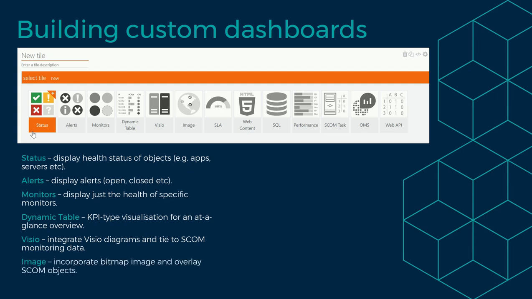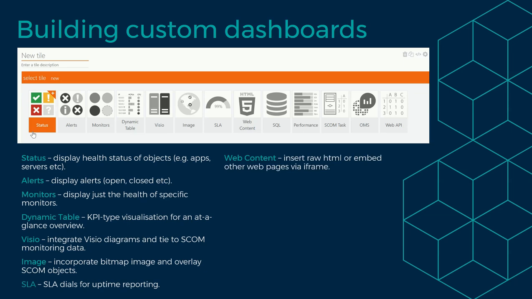Image is nice and straightforward, allows you to import any bitmap image into Squared Up and overlay the health of your SCOM objects on top of that. So the example you see here is a pretty classic one, a world map. And SLAs, again, very straightforward, uptime reporting based on the underlying capability to do that within SCOM.